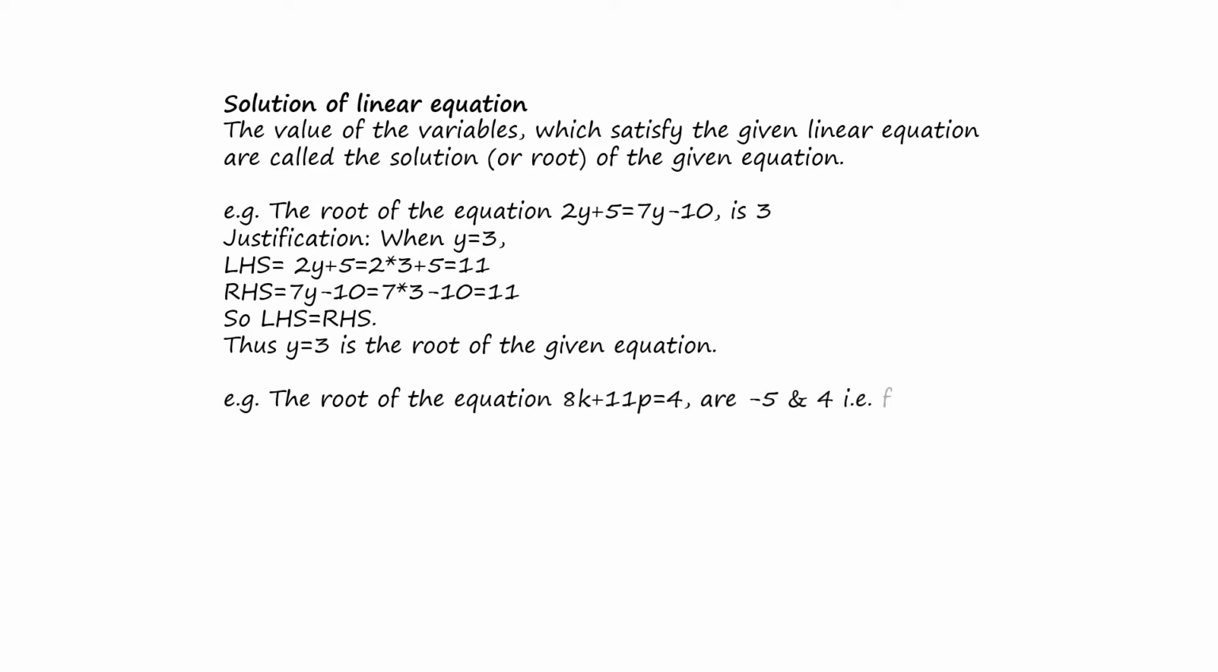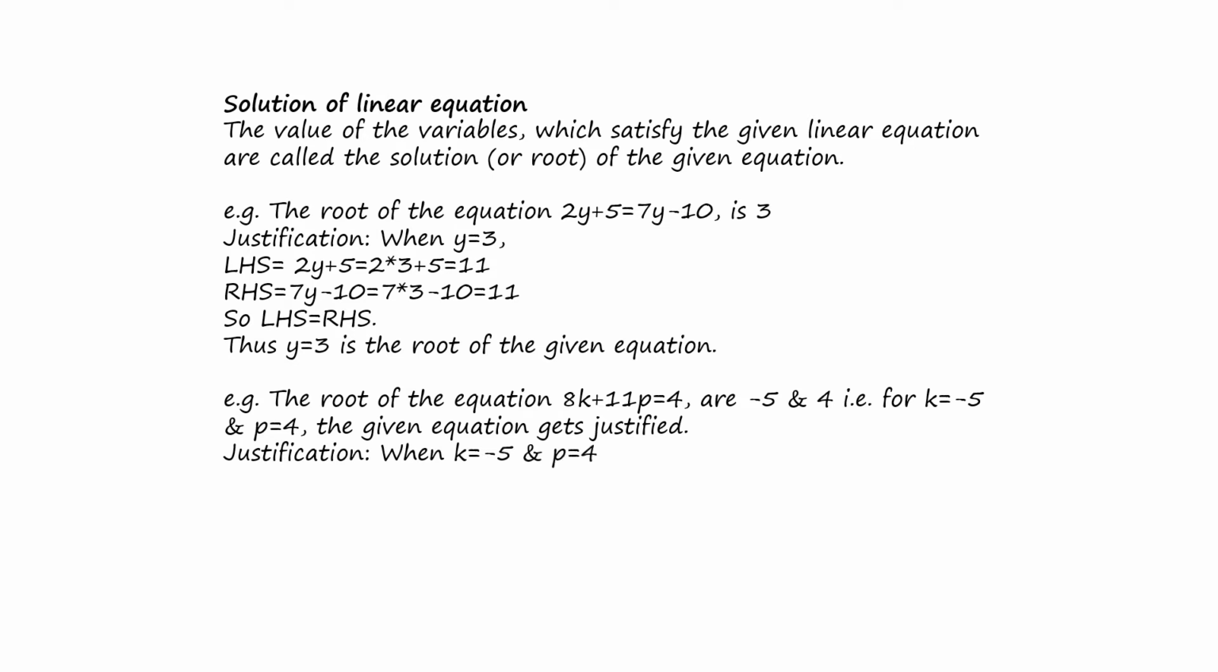Likewise, let's see another example. The roots of the equation 8k plus 11p equals 4 are minus 5 and 4. That means for k equals minus 5 and p equals 4, the given equation gets justified.